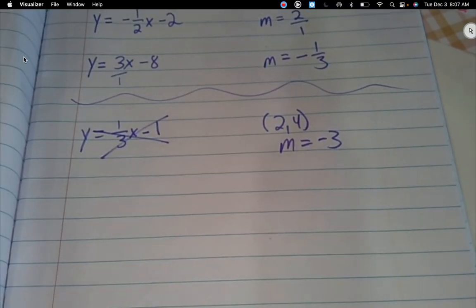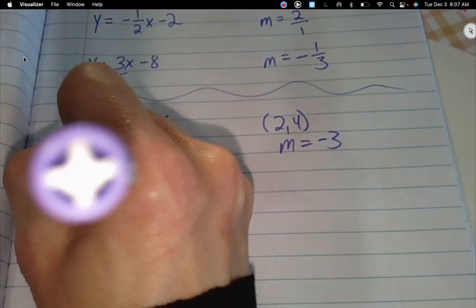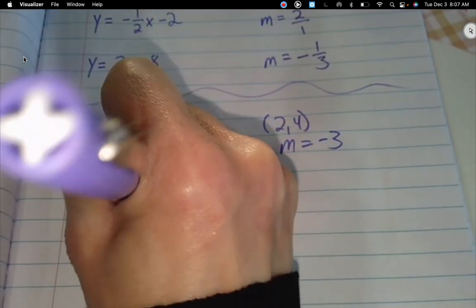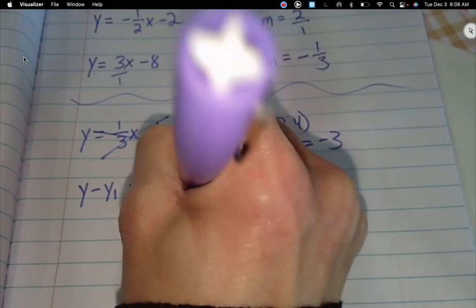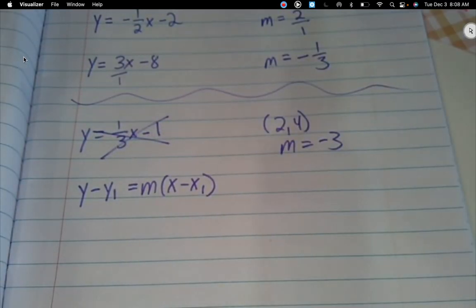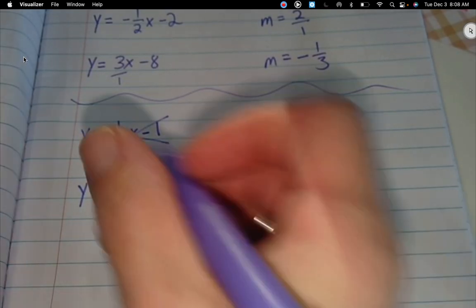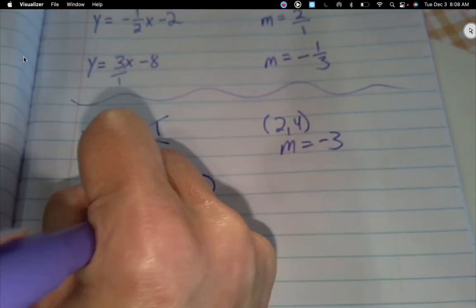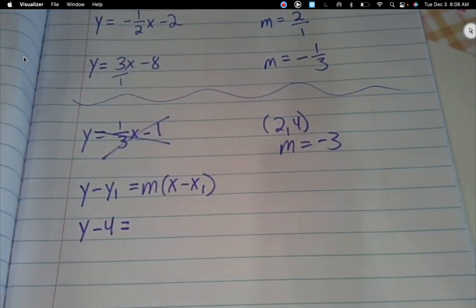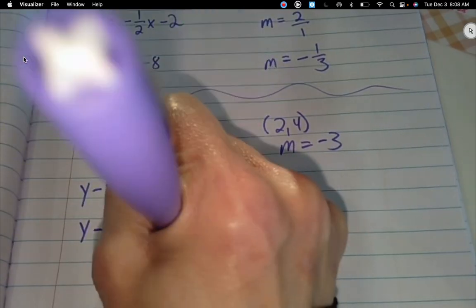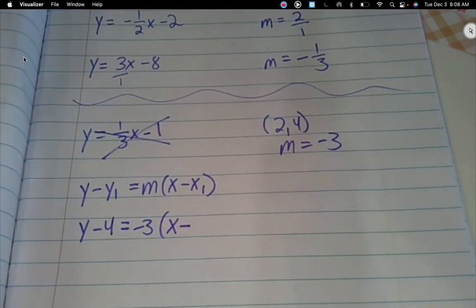Now I have to write the equation. Do y'all remember how to write the equation? Maybe. It's y minus y1 equals m times x minus x1. So what would I write first? Y minus what? What's my y value? 4. Y minus 4. What's my slope? Negative 3. And then x minus, what's my x value? 2. So sometimes it'll ask for it in that form and I can leave it.